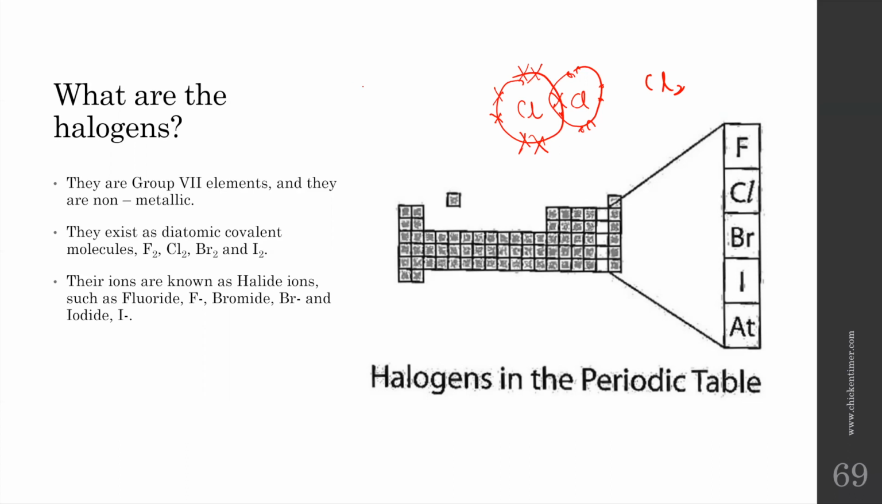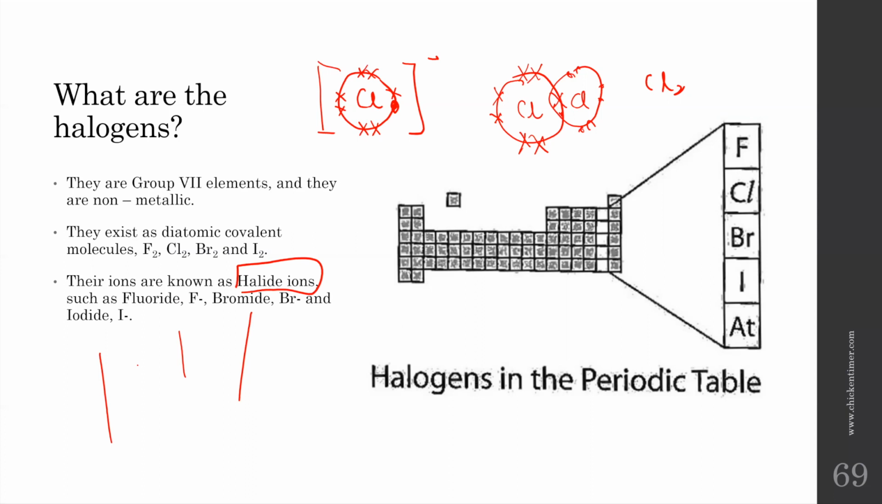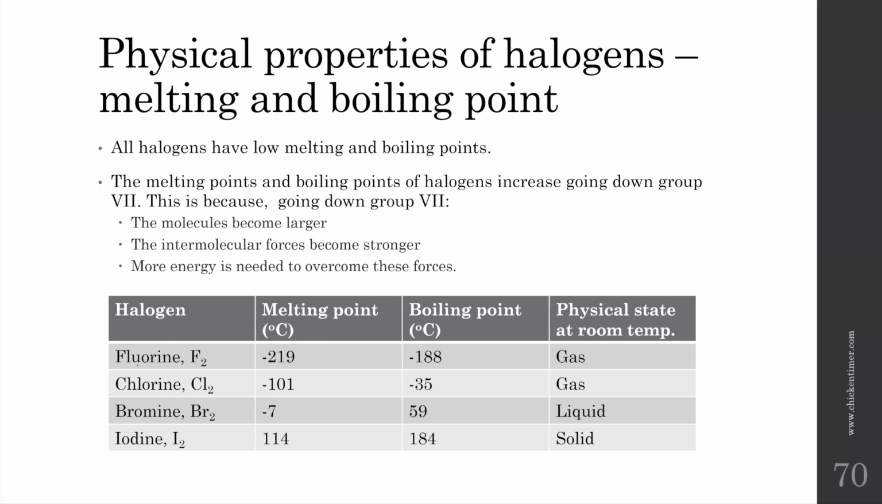If they were to form ions, what happens is they will accept one electron from another atom. So it forms a negative ion in this way. When they form ions, their ions are generally known as halide ions. You have fluoride, bromide, iodide. This is the naming. For halogens, we come to the physical properties again.